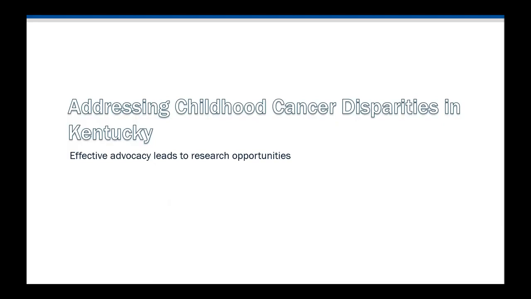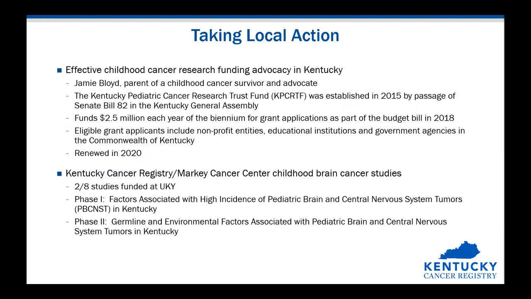So how did we decide to pursue efforts to address this disparity in Kentucky? Advocacy has really played a very important role. Jamie Bloy, I know that some of you are acquainted with Jamie. She's a parent of a childhood cancer survivor and a great advocate in the state of Kentucky. She organized other advocates, and they pursued obtaining funding to support childhood cancer through the state legislature in Kentucky, and amazingly, they were successful. The Kentucky state legislature agreed to fund $2.5 million per year for each year of a biennium, so a total of $5 million over a 2-year period, and to make that funding available to support cancer research in the state of Kentucky.